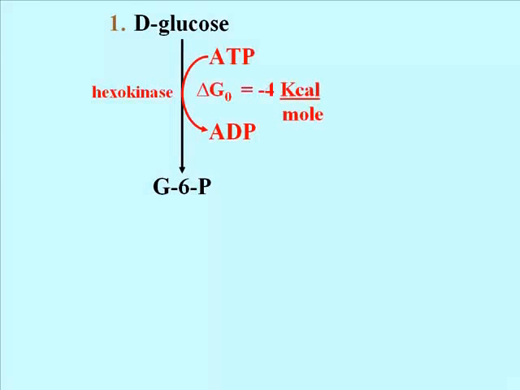The standard free energy change measured for this reaction, conducted in a closed system under standard conditions, is minus 4 kilocalories per mole. This is an exergonic reaction. Phosphate transfers like this one are called coupled reactions.